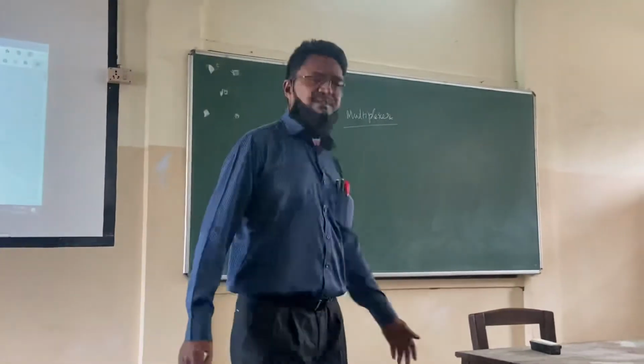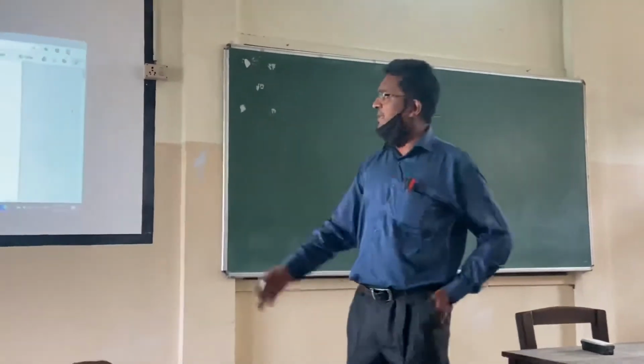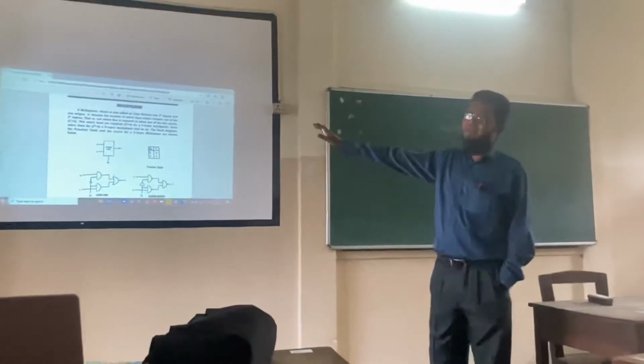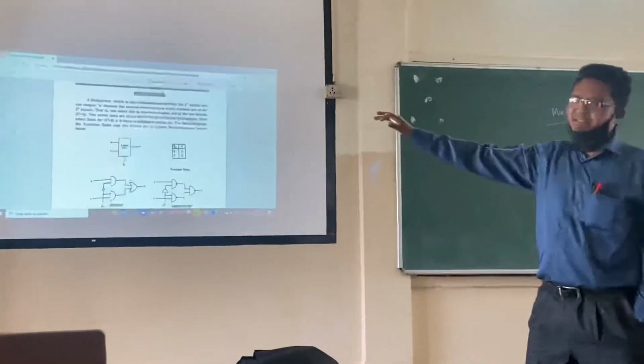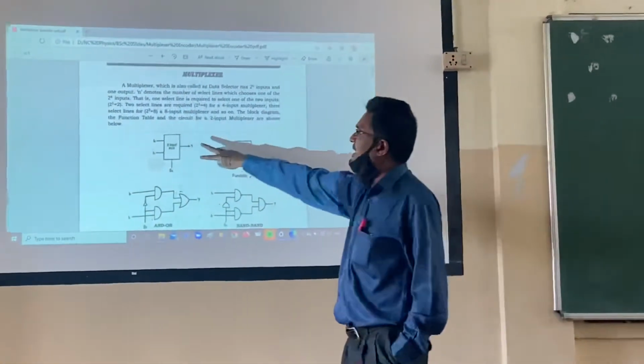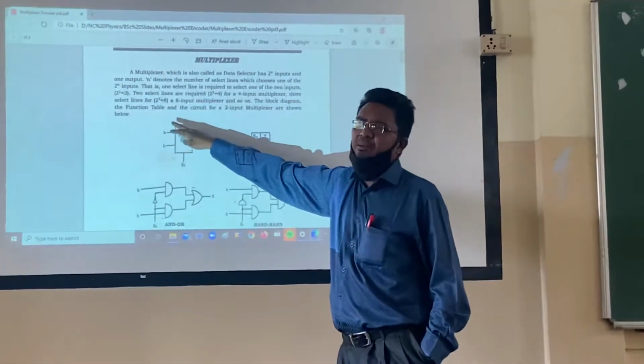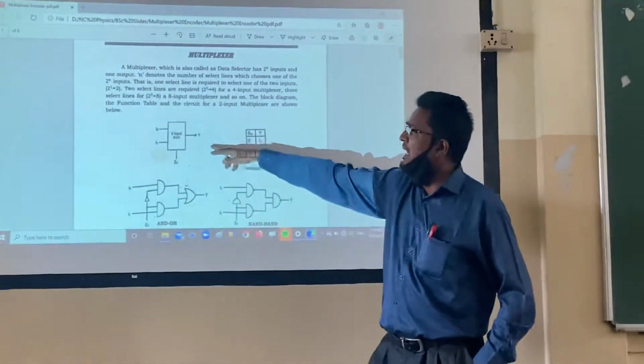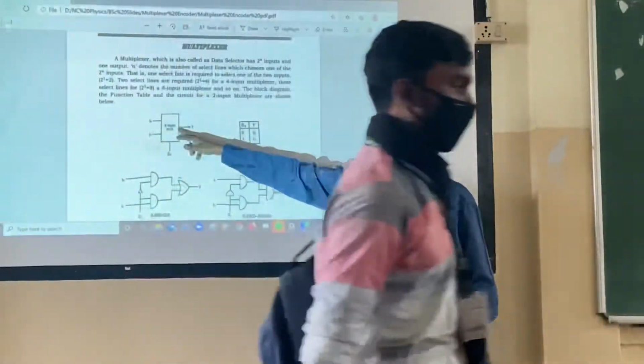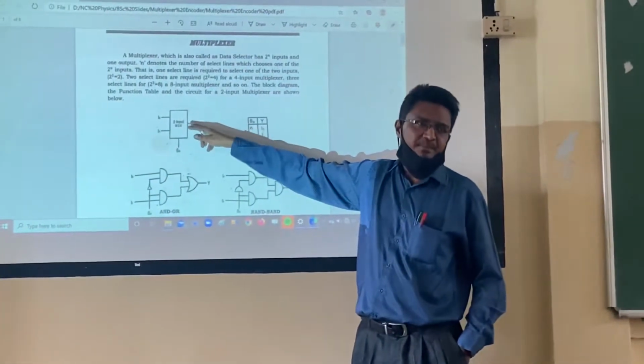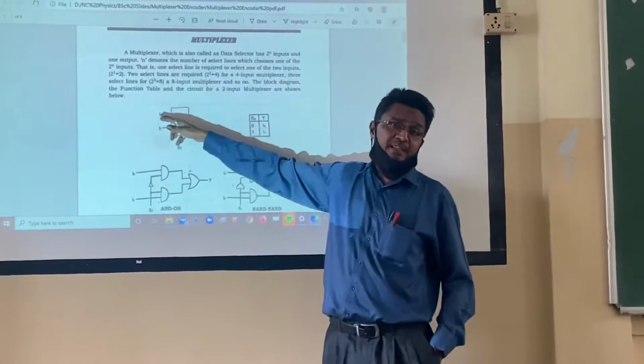Sorry, we will just see this multiplexer. Multiplexer, the basic 2 to 1. See, these two are the input lines, say for example employee 1, employee 2, and this is the output. This is the output, this is the manager. Who must be connected to the manager?